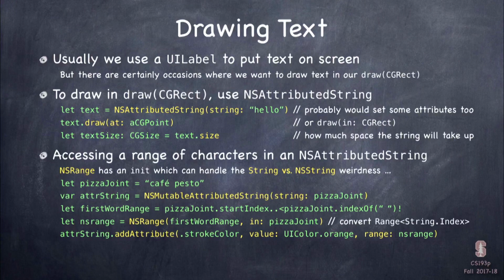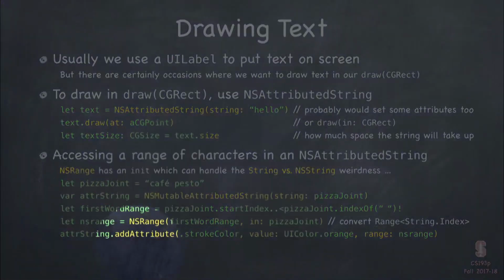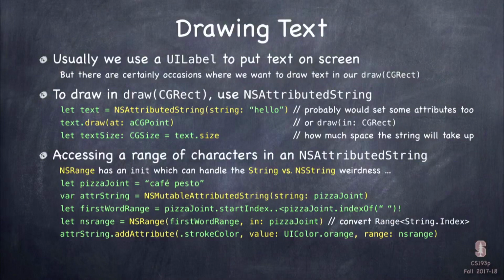Now you can call methods on NSAttributedString, like addAttribute, which adds a single attribute at a certain range of characters. And look at the argument, range: NSRange. Now you have an NSRange to give it.